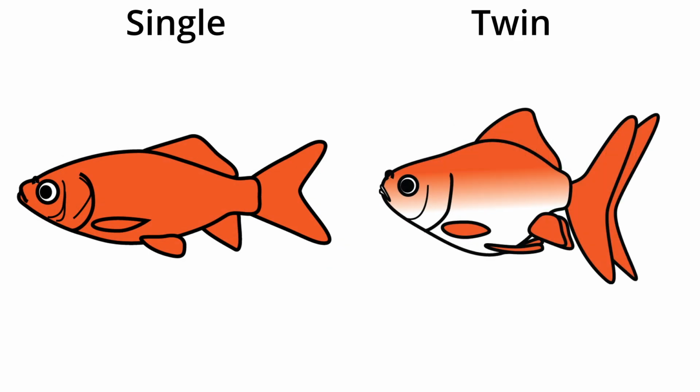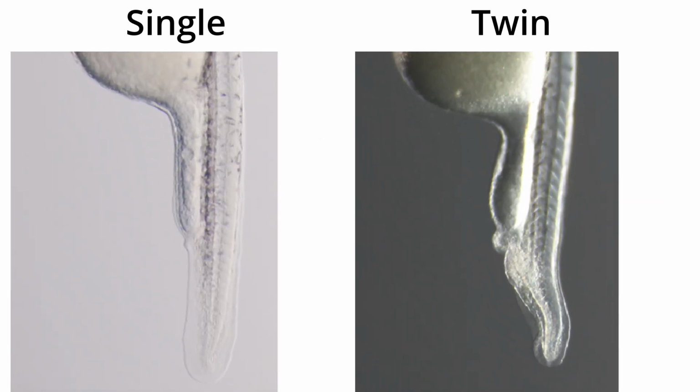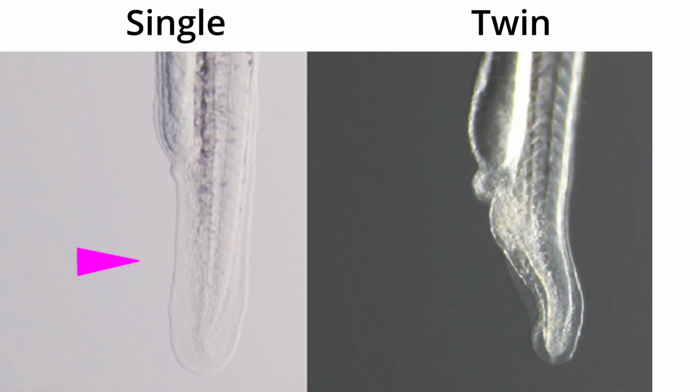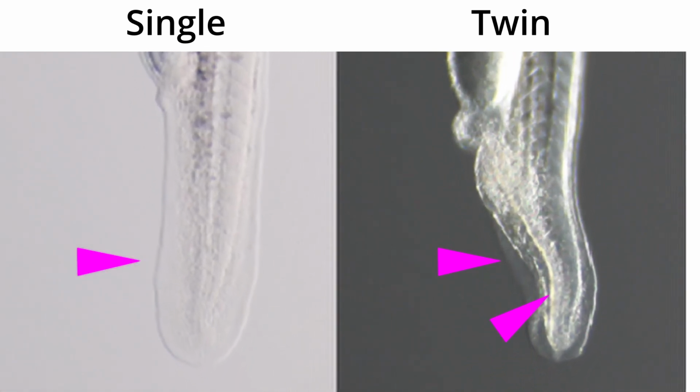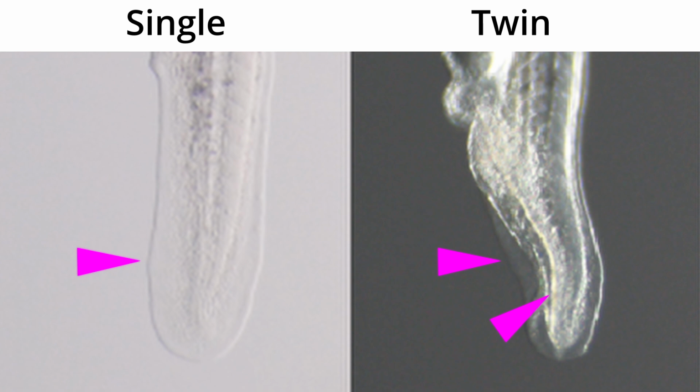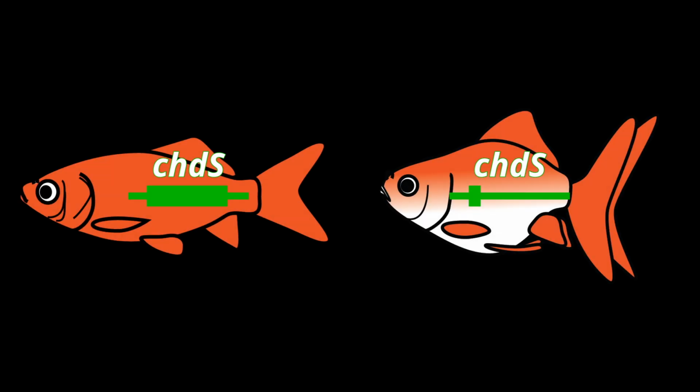So what about goldfish? Comparing wild type and twin-tail embryos revealed that the embryonic caudal fin membrane is split in twin-tail goldfish. This suggests that in twin-tail goldfish, the mutation in the Chordin gene observed through sequencing analysis causes the caudal fin to split into two.